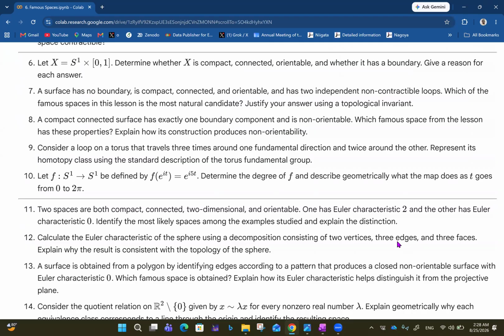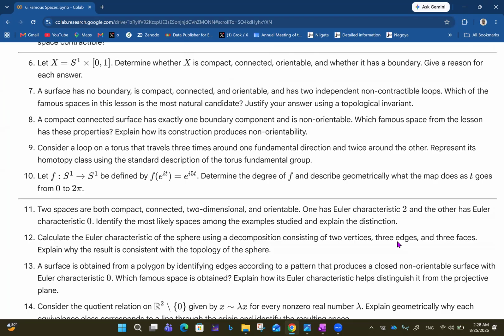Of course, based on the fact that the surface has no boundary, is compact, connected, and orientable, and has two independent non-contractible loops, the most natural candidate will be a torus, if you match it with the properties we had seen. So the torus is a compact, connected, orientable surface with no boundary. Its most important distinguishing feature is that it contains two independent directions in which loops can wind around the surface.